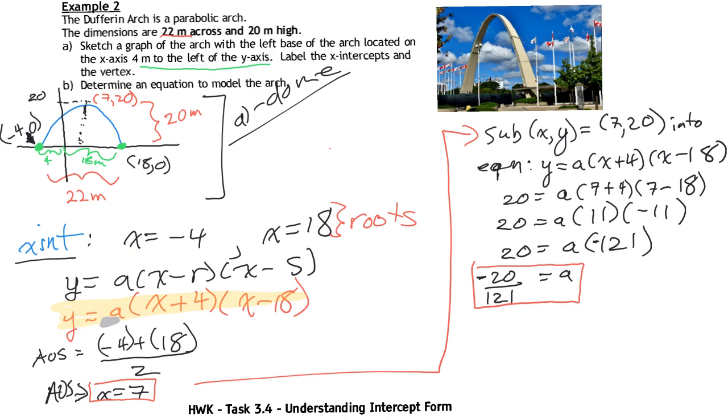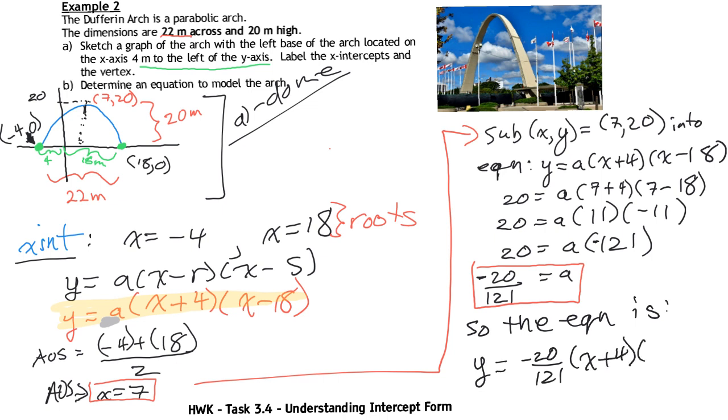Now you just have to restate your equation. The equation is y equals, and you substitute your a value, negative 20 over 121, (x plus 4)(x minus 18). And there you have it. There is your equation. Now you can go and do your homework tasks. Good luck.